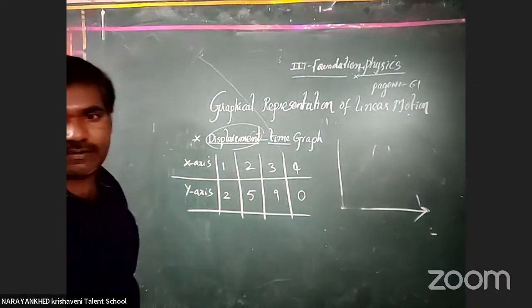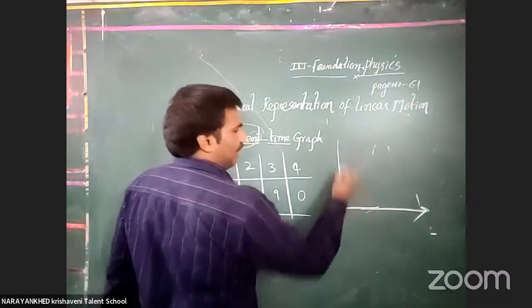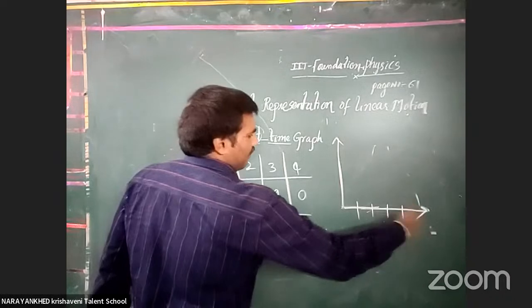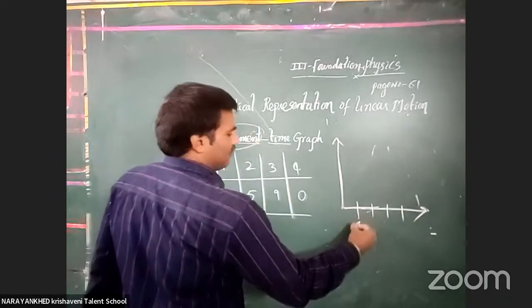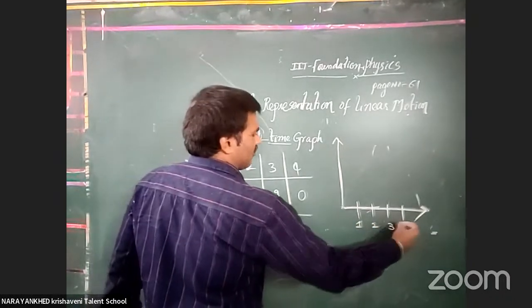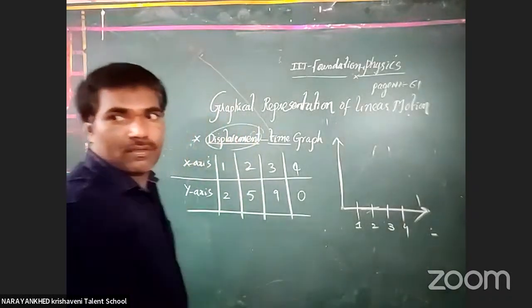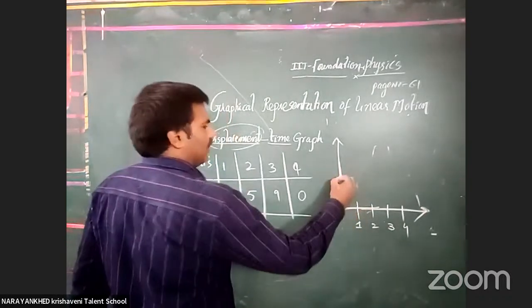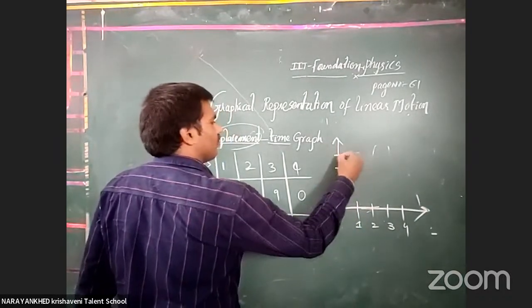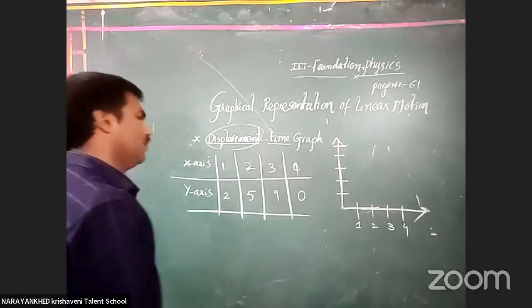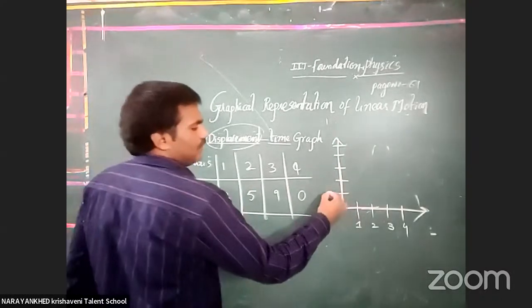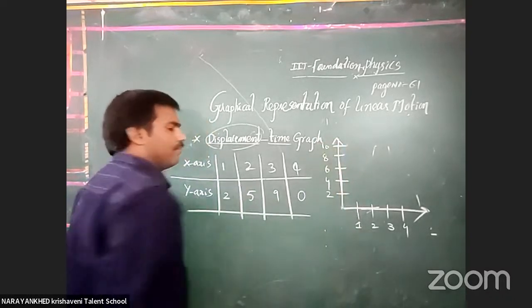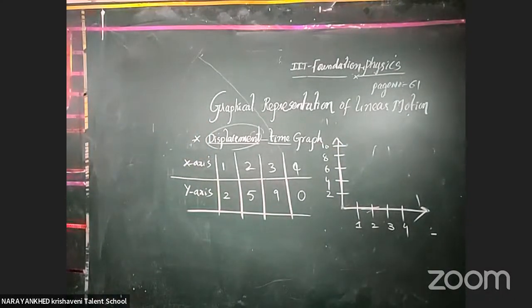How does the graph look? I am not taking graph paper, I am just drawing it simply. First second, second second, third second, and fourth second. Got it? Now I am taking the values here: 2, 4, 6, 8, and 10. Understood or not, all the students?